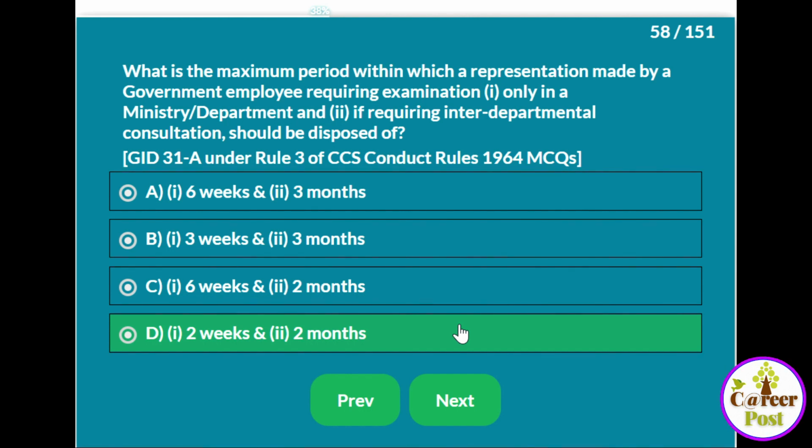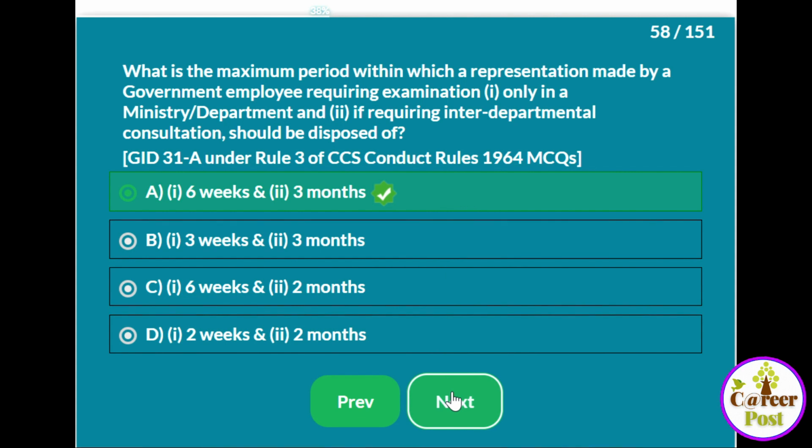Here there are two questions within the same question. What is the maximum period for disposing the representation? The answers are 6 weeks and 3 months, 3 weeks 3 months, 6 weeks 2 months, 2 weeks 2 months. It is 6 weeks and 3 months. 6 weeks for ministry if it is within ministry, and if requiring interdepartmental consultation, it should be within 3 months.